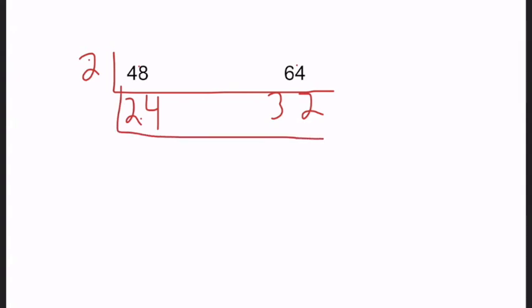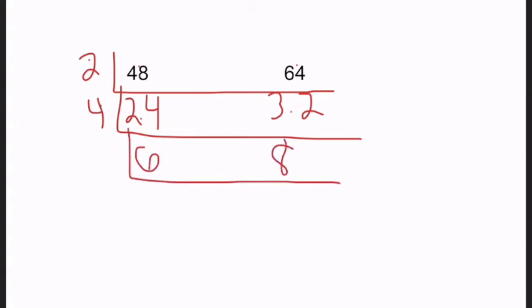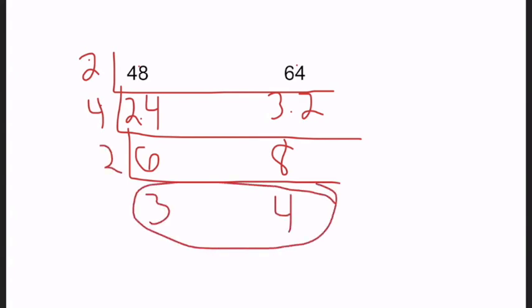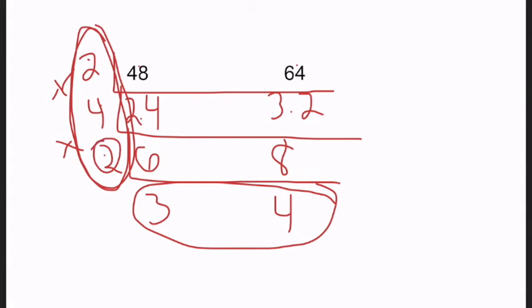So I look at 24 and 32 and I say, I know 8 can go in there, but let me just do 4. Because it doesn't matter. You don't have to get the biggest number right away. So 4 goes into 24 6 times. 4 goes into 32 8 times. Now I look at 6 and 8, and 2 goes into both. And then when I look at the bottom numbers here, if I can't divide anything else, I'm done. Now this is very important. What you do with these numbers here, you have to multiply them together. So it's 2 times 4 is 8, times 2 is 16. So the greatest common factor is 16.